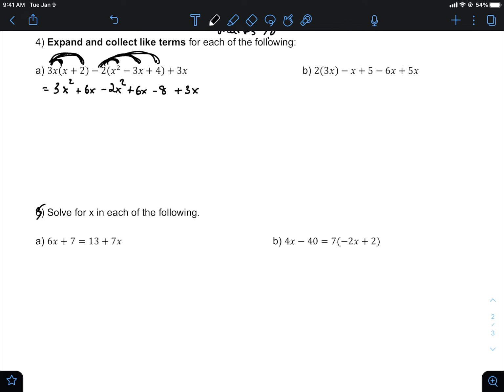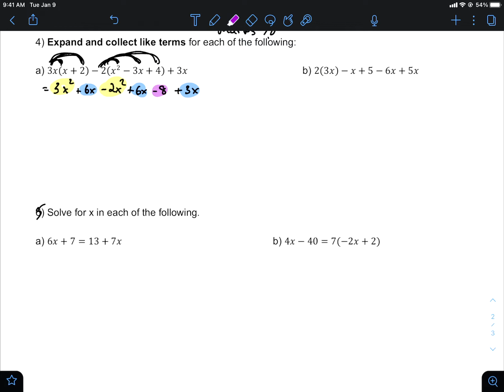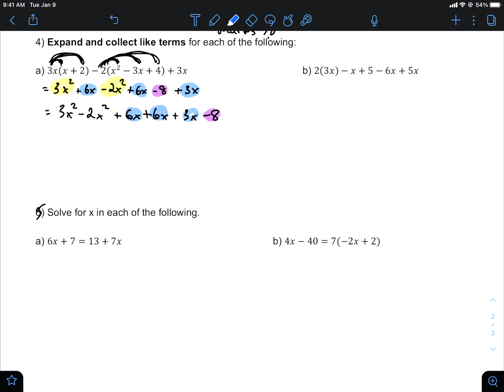Okay, and then as we work through this particular lesson, you'll remember I highlighted things that were the same. And your only job now is to group the things that are the same and then add and subtract them together. That's it. That's what it means to simplify by collecting like terms. Okay, so I'm going to have 3x squared take away 2x squared plus 6x plus 6x plus 3x minus 8. And you'll notice all similar terms now, or like terms, have been grouped together.